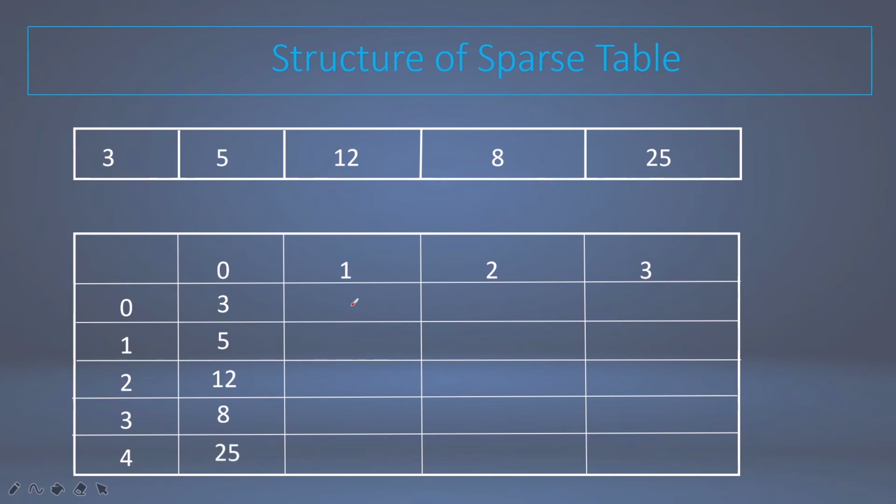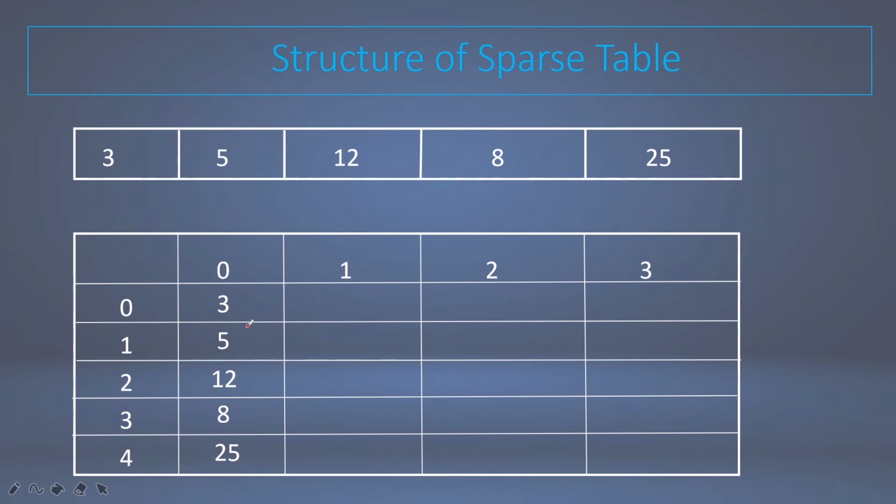Then I will make all the blocks of size 2 that I can make from any position. Okay, so from position 0 I will make the block of size 2. Firstly I will use the previous size computation, right? So from position 0, firstly I will take the maximum element of length 1, which is 3. Then I will jump length 1. Next position is 1. So from here I will take the maximum element of block size 1. Okay, so it is 5.